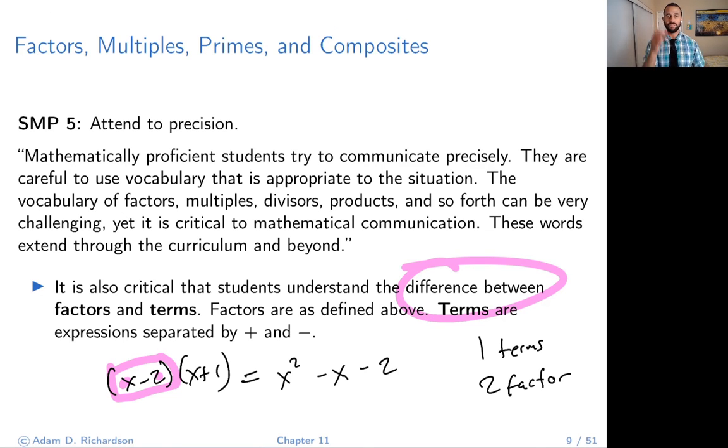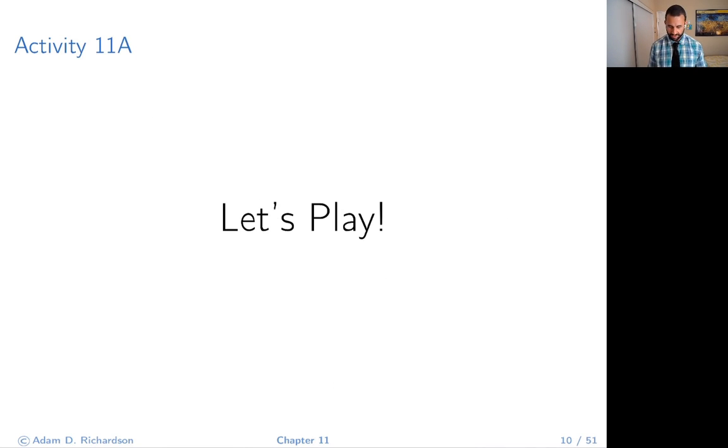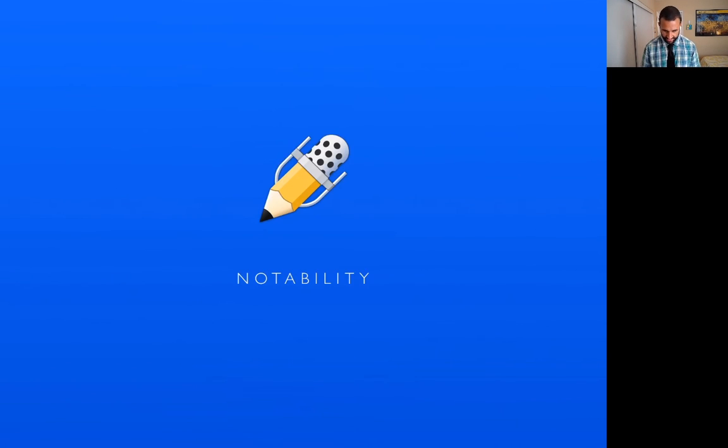A lot of times if people have issues canceling or reducing fractions, it's because they don't understand the difference between factors and terms. And I think we'll talk about that later. But anyway, that's it. Okay, so let's take a look at activity 11A, and then we'll call it a day.